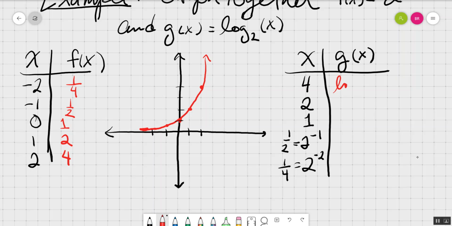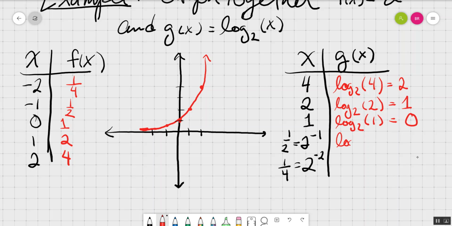So here I'm going to be doing the log base 2 of 4. So it's asking you, how many powers of 2 do I need to make 4? I need 2, because 2 squared is 4. How many powers of 2 do I need to make 2? Well, I only need 1, because 2 to the first is 2. All right, how many powers of 2 do I need to make 1? Well, that's one of our common properties. It's none of them. How many powers of 2 do I need to make 2 to the -1? Well, -1 of them. How many powers of 2 do I need to make 2 to the -2? I need -2 of them.